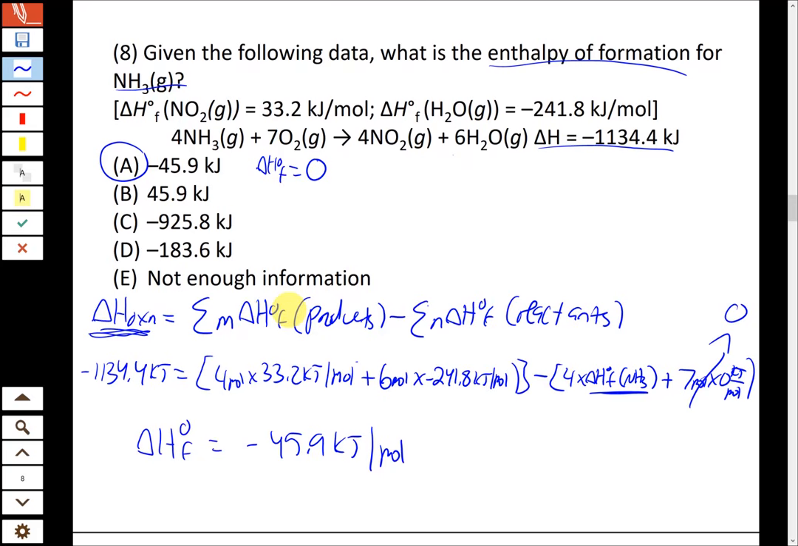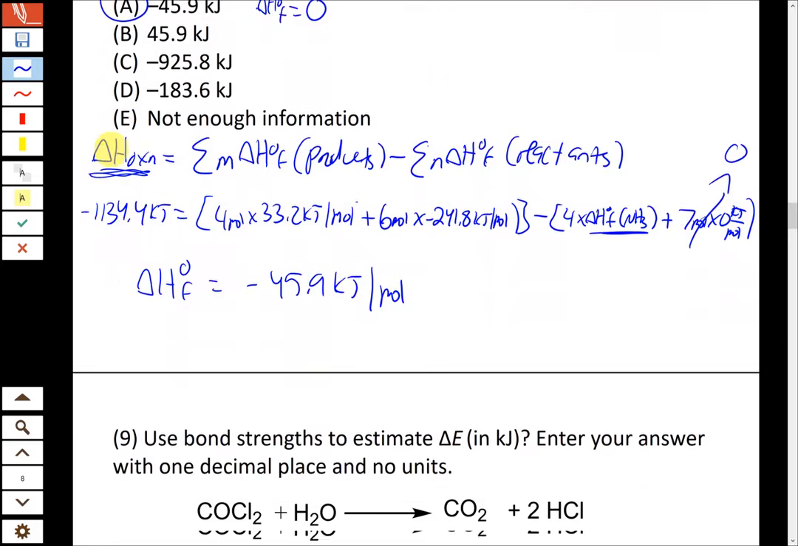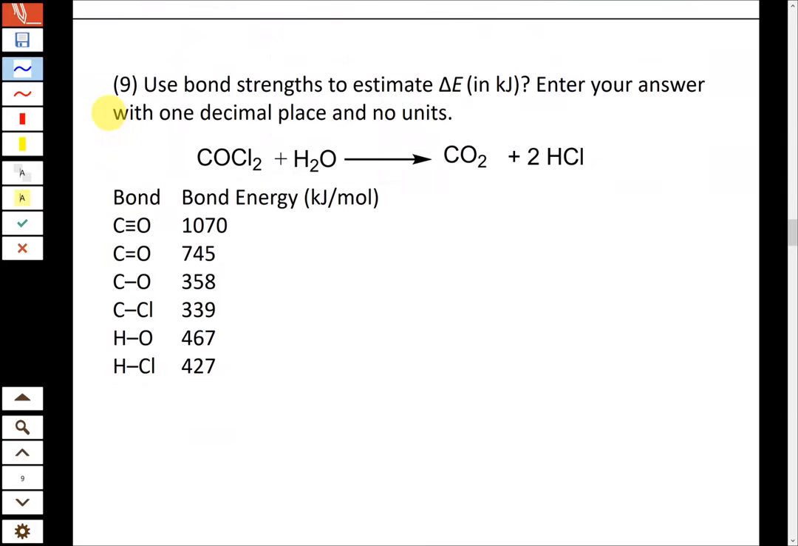All right, anything else? And for bond energies, it will be the opposite, right? It will be like reactants minus. Yeah, we're going to do that here in a second, right here. So you jumped the gun, but here we are.